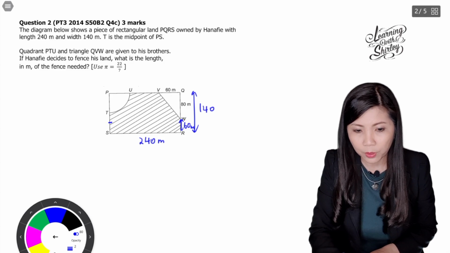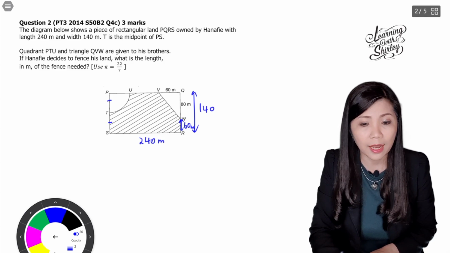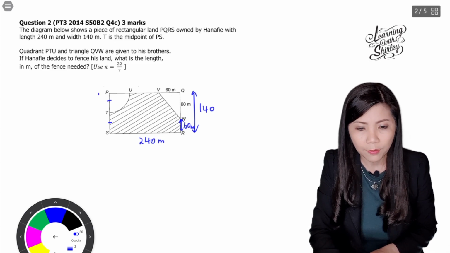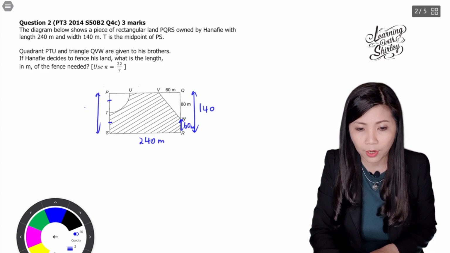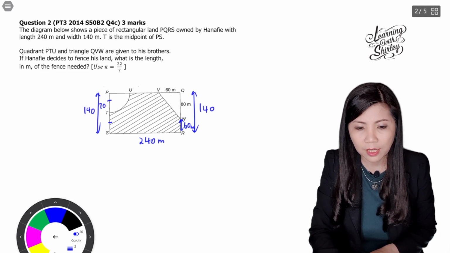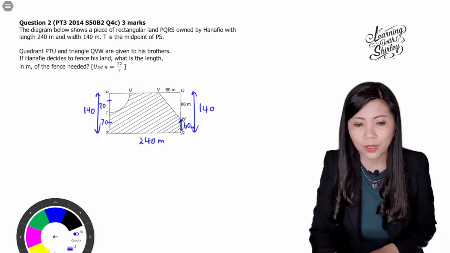Okay, T is the midpoint, which means that PT equals TS. Because from Q to R is 140, therefore from P to S is also 140. Since T is the midpoint, this is 70 and this is 70. I use 140 divided by 2, so each one is 70.